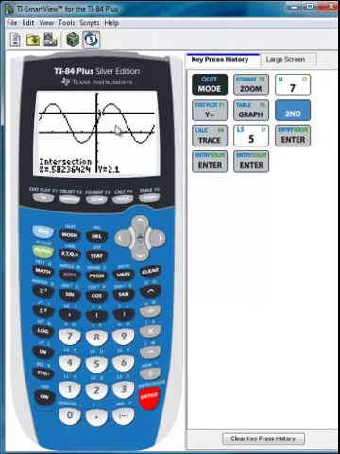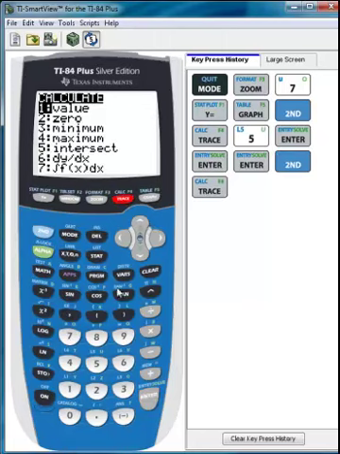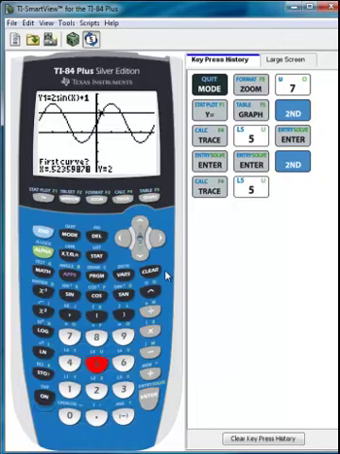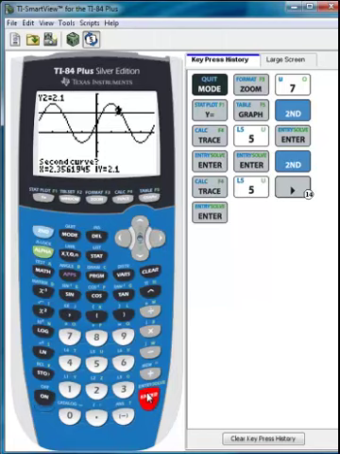So if you wanted to find the next intersection point, you would do the same procedure. Second calc, intersect. This time I'm just going to move the cursor over in advance because I want it to be as close as possible to the point I'm interested in. So is this the first curve? Yes, it is. Is this the second curve? Yes, it is. Do I want the answer?